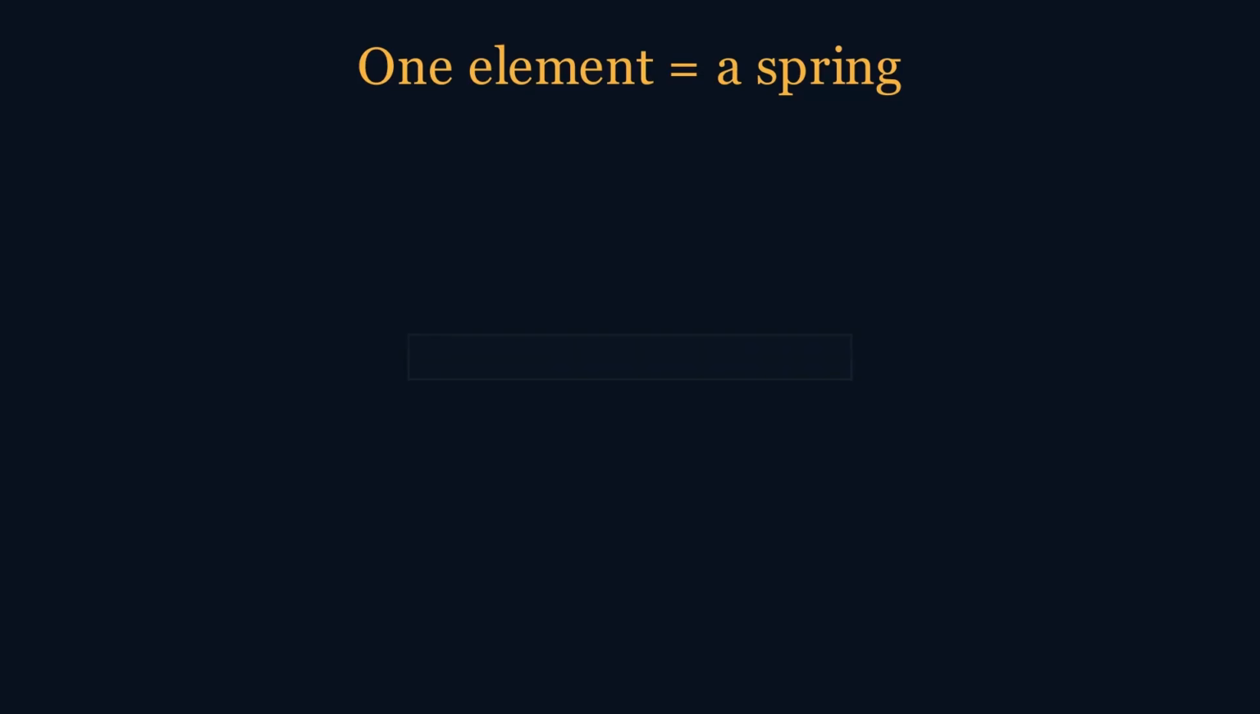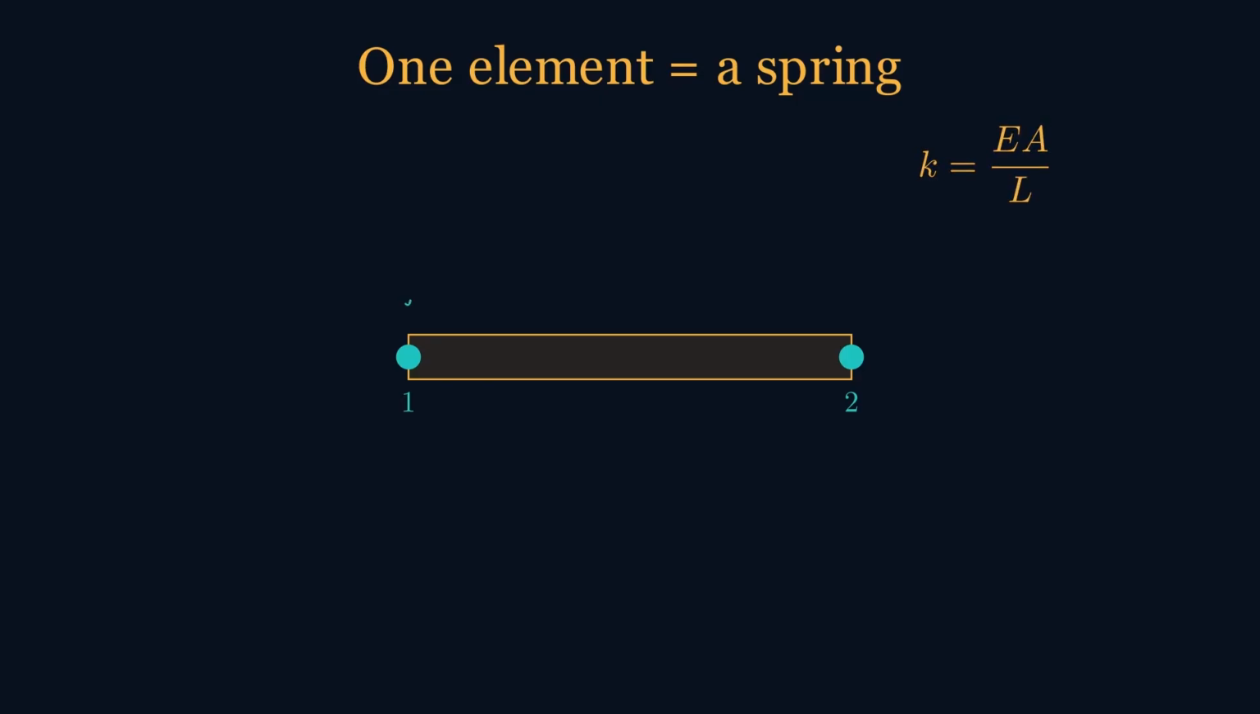Take a single bar element with two nodes, one at each end. Mechanically, it behaves exactly like a spring. Pull the ends apart and it resists, with a stiffness K equal to EA/L. Each node can move, call the displacements U1 and U2. And each node feels a force, F1 and F2. The element's whole job is to relate the two.